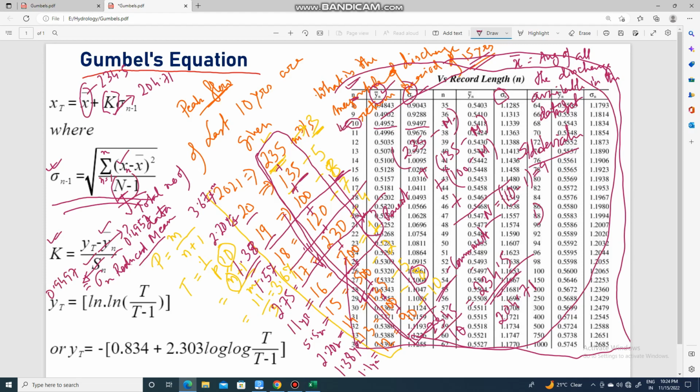From this chart, you can easily find it out. Now the remaining one unknown variable is this Yt. So how can you find this Yt? You can find this Yt by applying this formula, that is ln ln of T by T minus 1. This can also be written as 0.834 plus 2.303 log of log T by T minus 1. So here we want to know the magnitude of the discharge.